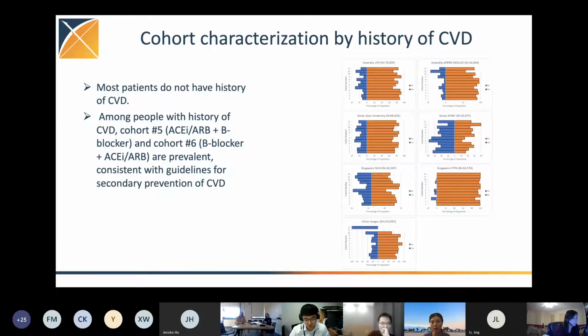So when you look into the guideline, it was suggested for those who have established CVD, they should prescribe ACE and ARBs or beta blocker for reducing the risk of cardiovascular event. So it's great to see in the real world evidence, people are following the guideline, and really these drug classes are most prescribed in patients with history of CVD.